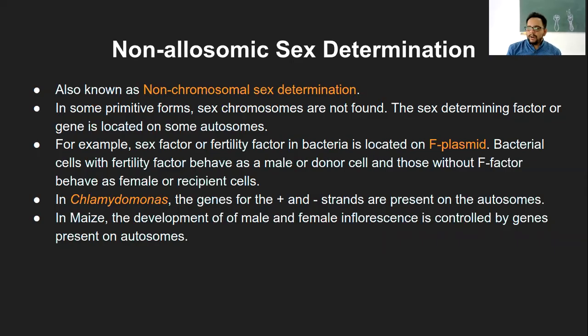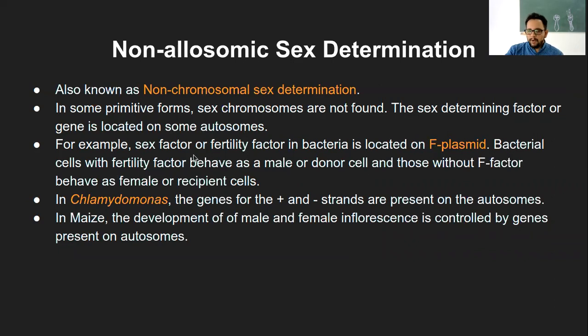And again, they need not even have any differences, because obviously that is not a sexual mode of reproduction. So they surely do not have any sexual organ. Obviously, these bacteria are very simplistic prokaryotic structures. So for example, the sex factor or the fertility factor in bacteria is located on the F plasmid. So there is a plasmid on which this F factor, or sex factor, or fertility factor is present, and the bacterial cells with the fertility factor behave as a male.